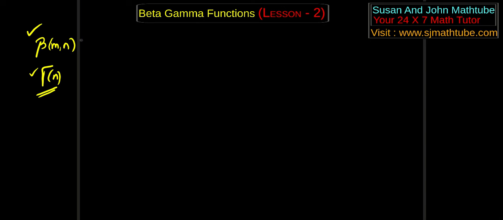So the basic plan is, whenever we have something in beta, we just convert it into gamma and evaluate gamma using the reduction formula. And the most important value you must remember is gamma 1 by 2, that is root pi.